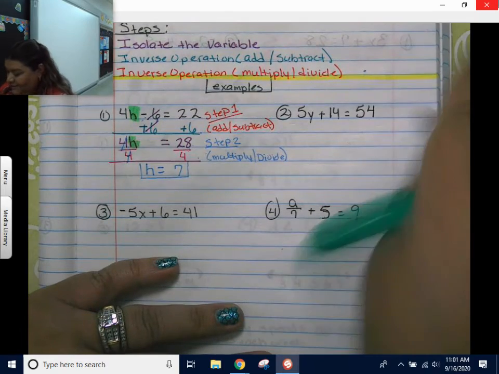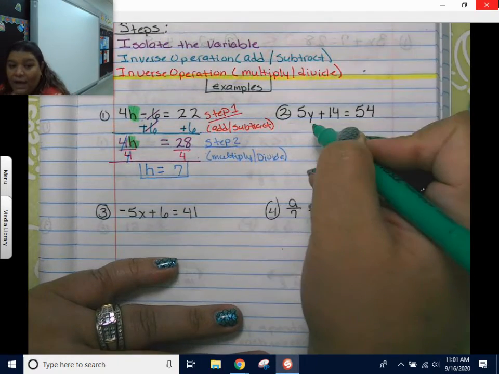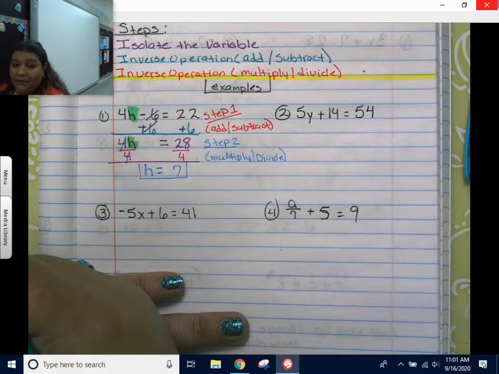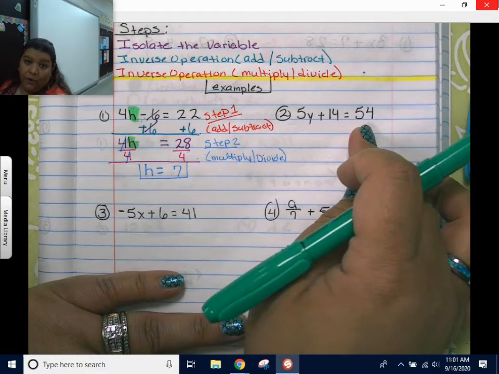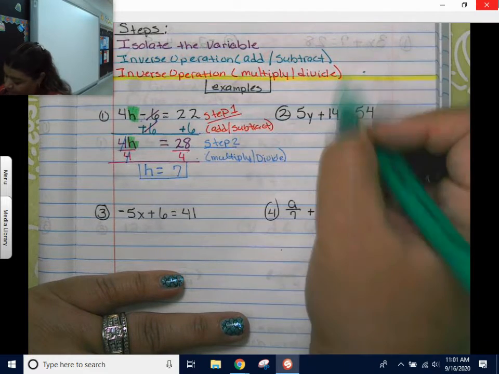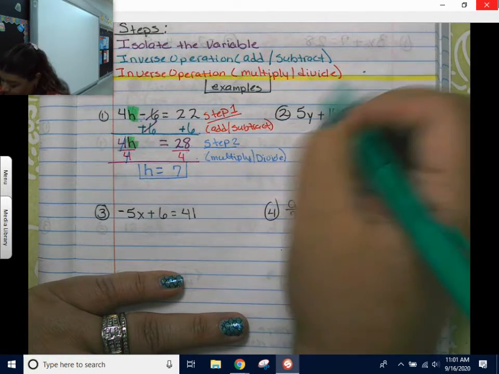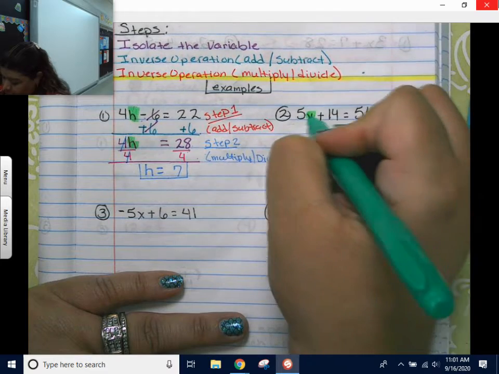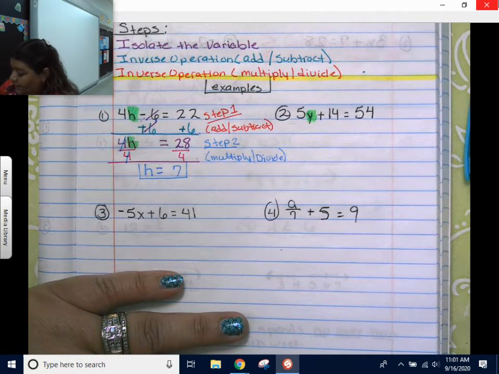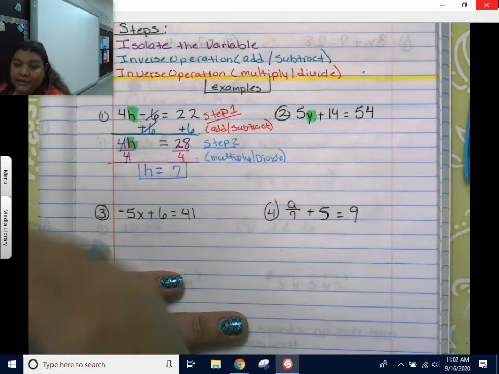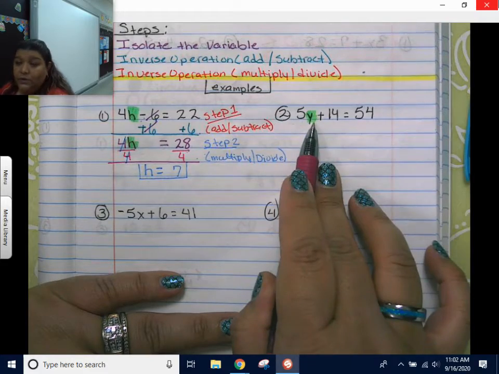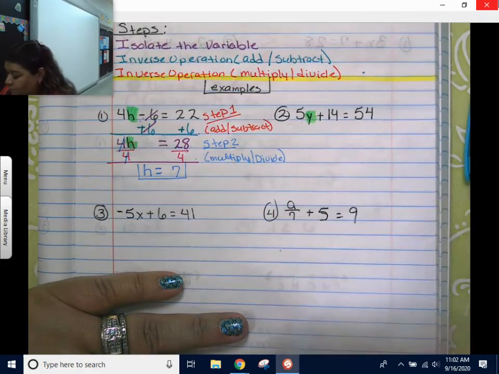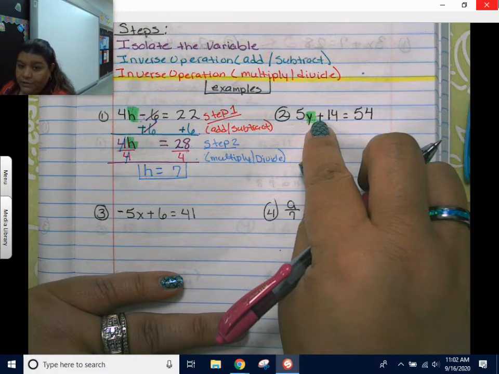Okay, all right. So here I have 5y, which means 5 times some number out there, plus 14 has to give me 54. So let's figure out the number. First step, isolate the variable. Good. That's going to show you that we need to get rid of the 5 and the 14. Remember, adding, subtracting goes first because we are going backwards. We're working backwards. So I need to get rid of the addition problem first, okay?